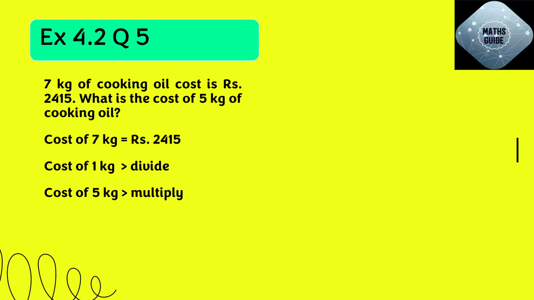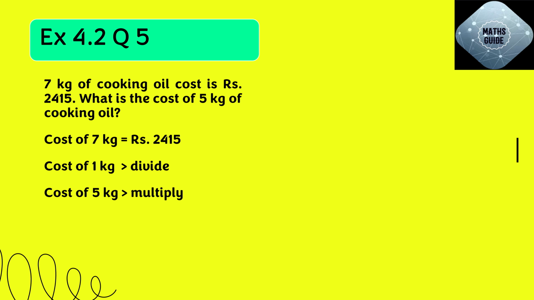This is exercise 4.2 question number 5 that 7 kilogram of cooking oil costs rupees 2415. What is the cost of 5 kilogram of cooking oil? Again, this is the unitary method. We have been given the value of 7 kilogram cooking oil and we have to find out 5 kilogram cooking oil cost. So we will first find out the value of 1 kilogram cooking oil.